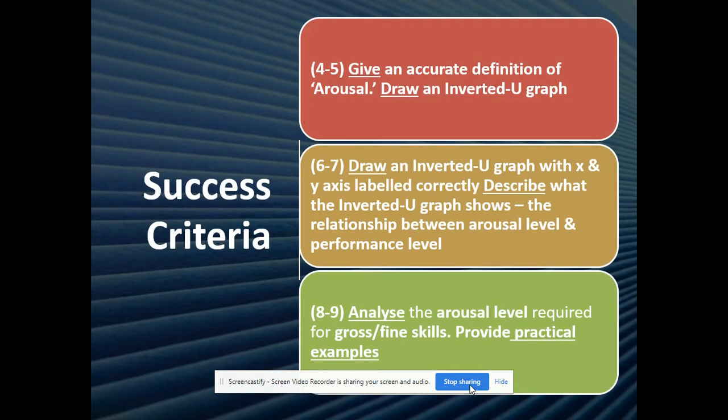The success criteria for this. If you're looking at a grade 4 or 5, you're going to be able to give an accurate definition of arousal and draw an inverted U graph. To get grade 6 to 7, you're going to be able to draw the inverted U graph with X and Y axes labelled correctly, describe what the inverted U graph shows, and look at the relationship between arousal level and performance level. And then for our top grades, 8 and 9, you're going to be able to analyse the arousal level required for gross or fine skills, and you're going to be able to provide practical examples.